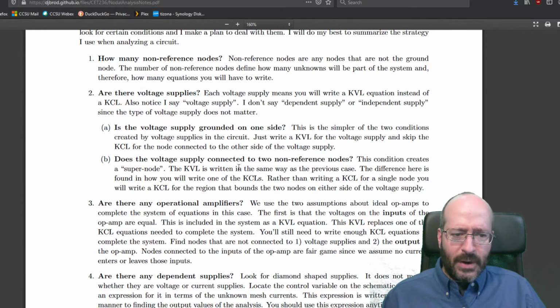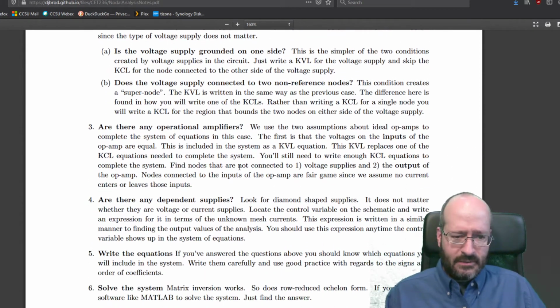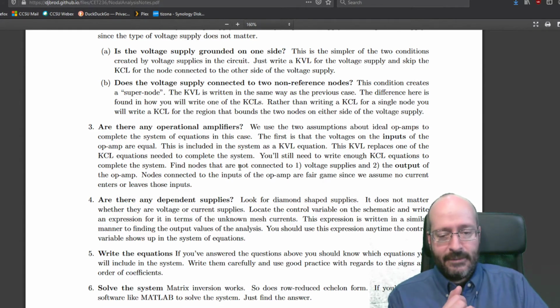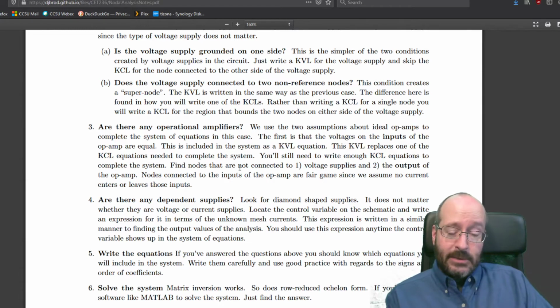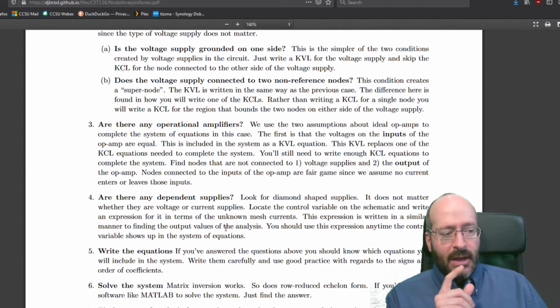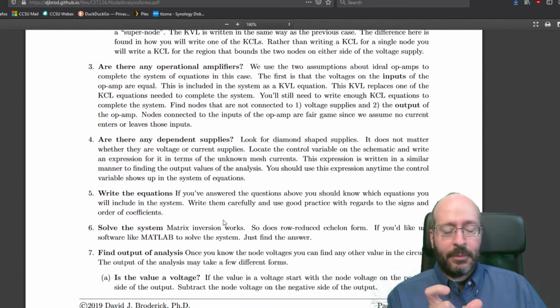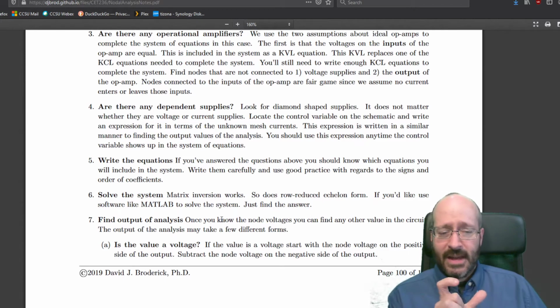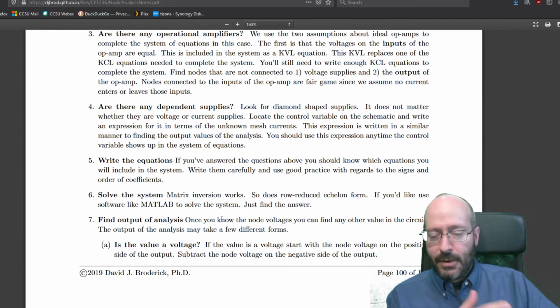Okay. When I write the KCLs, I have to avoid, do I have that in here? Hopefully somewhere in here. I have to avoid nodes that have voltage supplies connected to them, and nodes that have the output of the op-amp. Make sure you know the difference between the output and the input. Okay? If there are any dependent supplies, I'm going to write an expression for the control variable, just like I did for mesh analysis. And I'm going to use that expression to substitute into any equation that isn't in the form of a bunch of constants and the unknown node voltages.